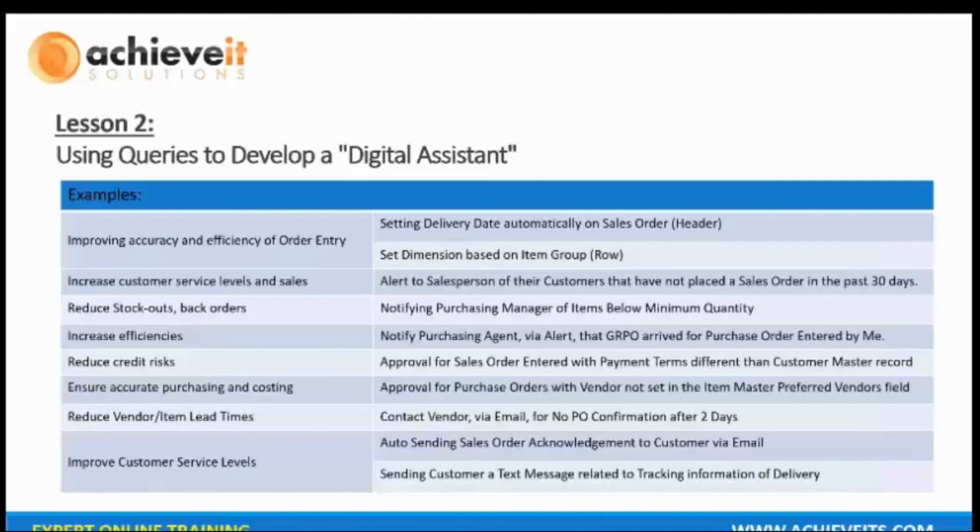And then we'll use a little bit more complex example where we're going to pull some information from the screen to be able to set the dimensions, which are part of the cost accounting features of SAP Business One, to set those dimensions based on an item group code.